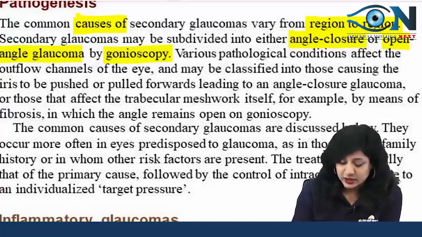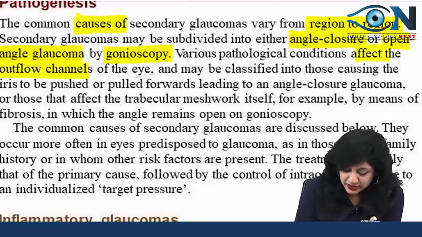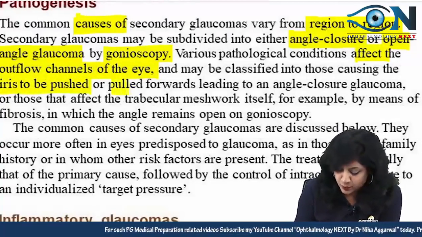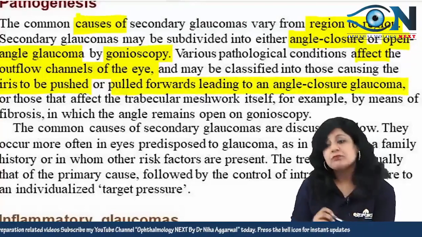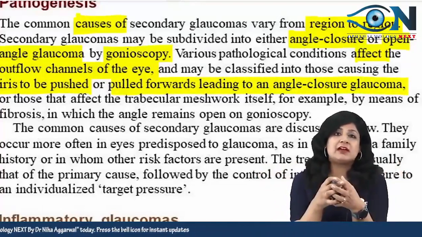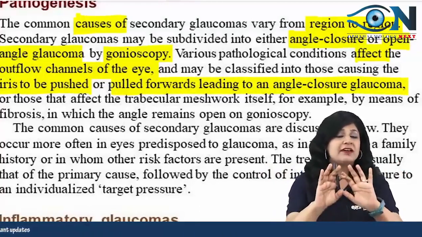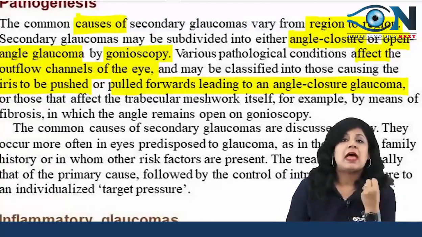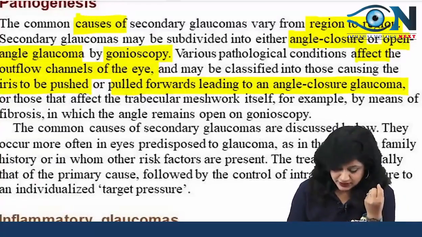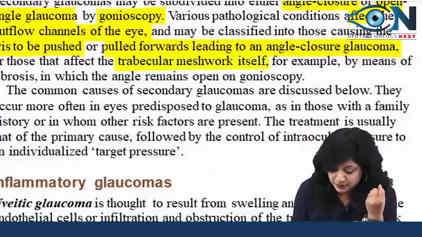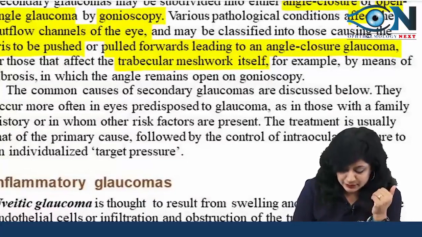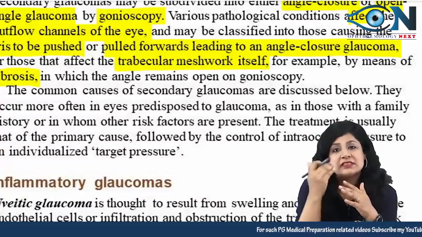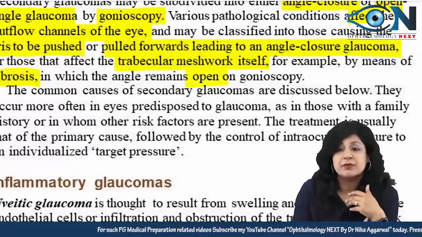And we have various pathologies which are affecting the outflow channels of the eye. They may be classified into those causing the iris to be pushed or pulled forward, leading to angle closure glaucoma. So whenever you have sudden closure of the angle of the anterior chamber, you can have pushing of the iris towards the cornea, or you can have pulling of the iris. Both of them can lead to sudden closure of the angle, or there are those that affect the trabecular meshwork itself. So it could be by fibrosis also, and the important thing about fibrosis is that when you are seeing the angle in gonioscopy, you will see that the angle remains open there.